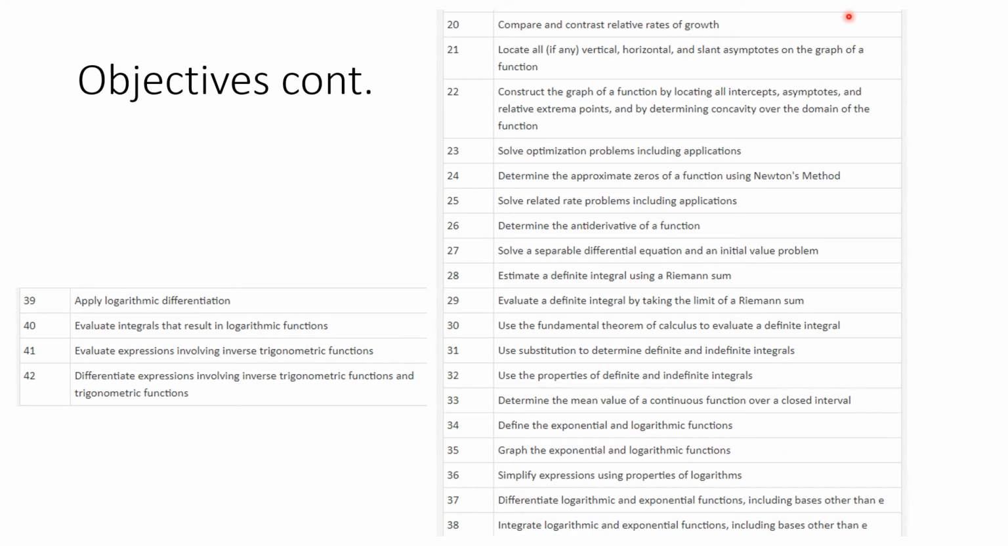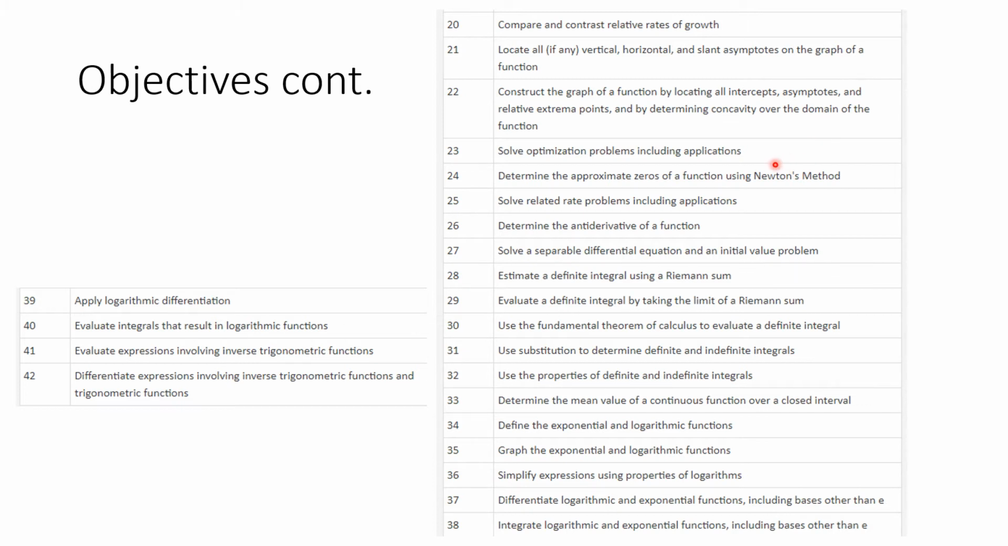The list goes on and on. We will compare and contrast relative rates of growth. We'll locate all, if any, vertical, horizontal, and slant asymptotes of a graph of a function. We'll construct the graph of a function by locating all intercepts, asymptotes, relative extreme points, and by determining concavity over the domain of the function.